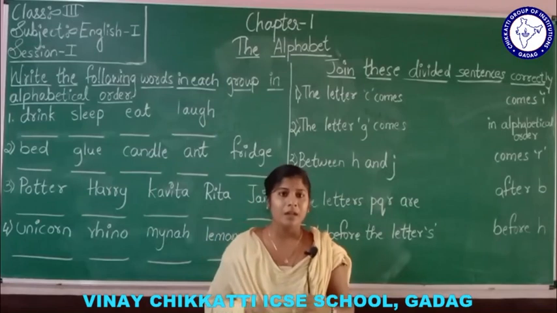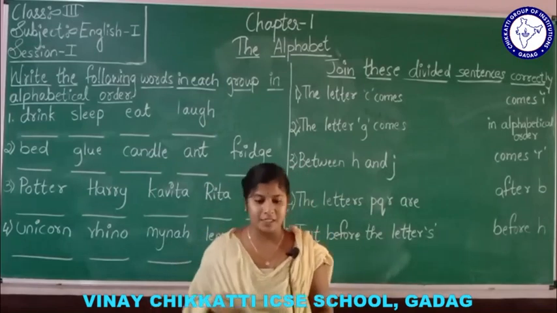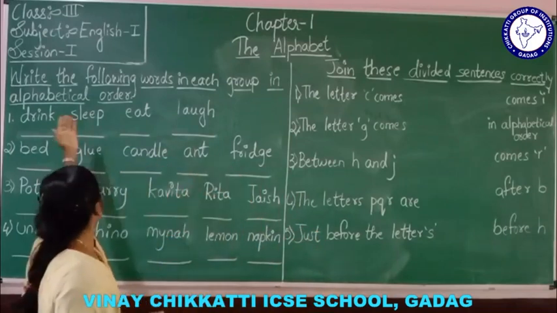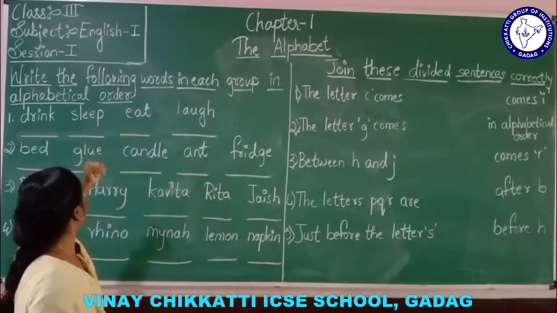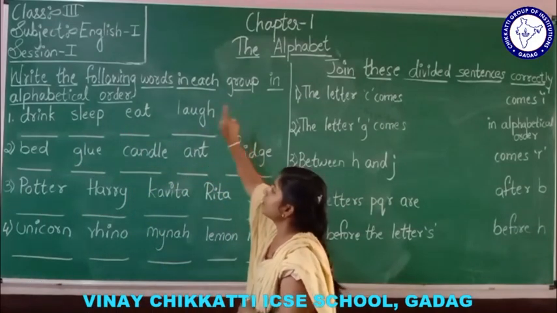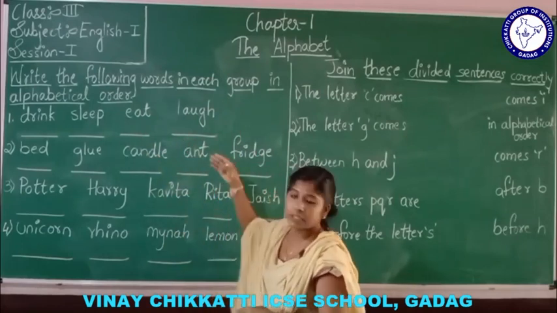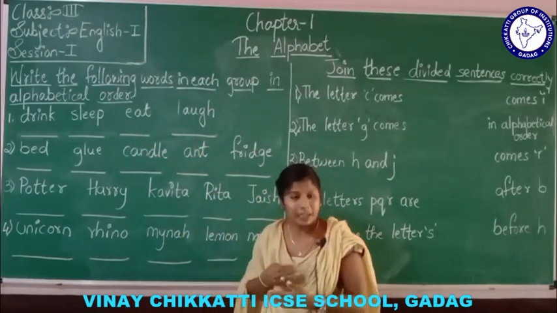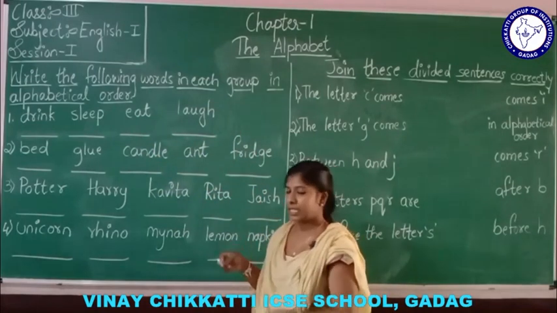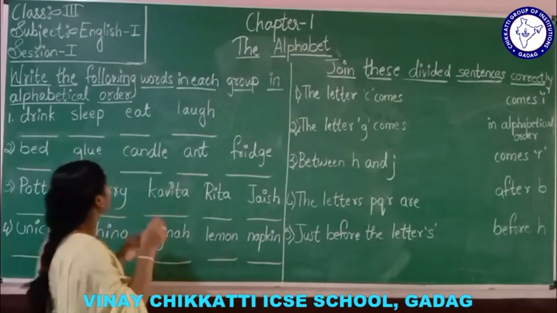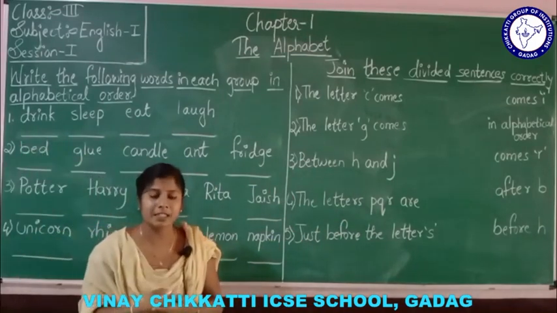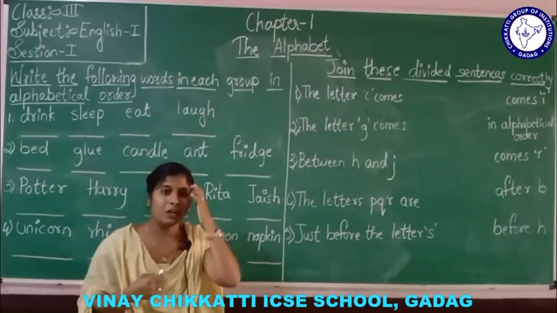Now, coming to the first lesson, write the following words in each group in alphabetical order. They have given words here, and we have to arrange them in alphabetical order. Let us start with the first one. We have to see the first letter and arrange the words in alphabetical order.